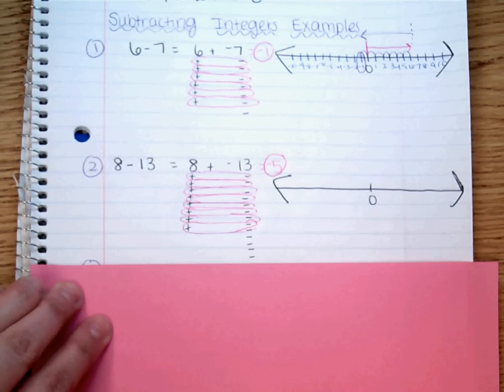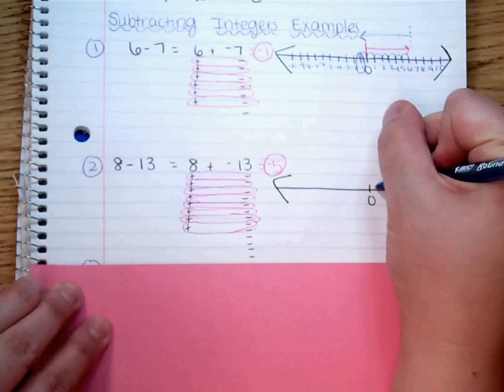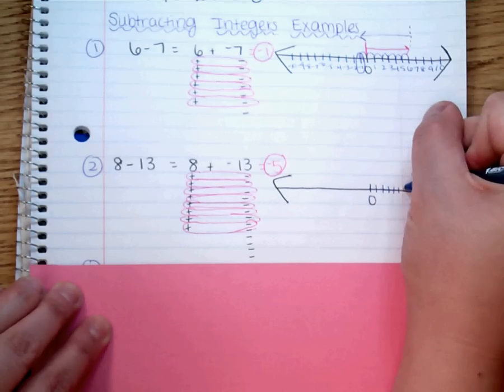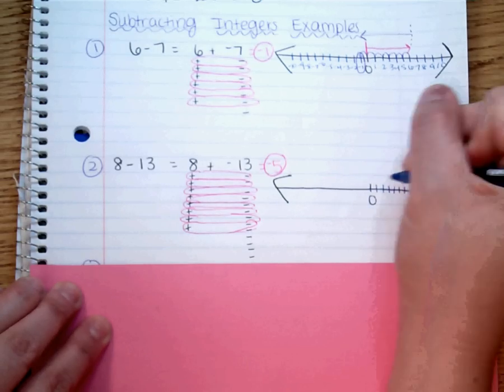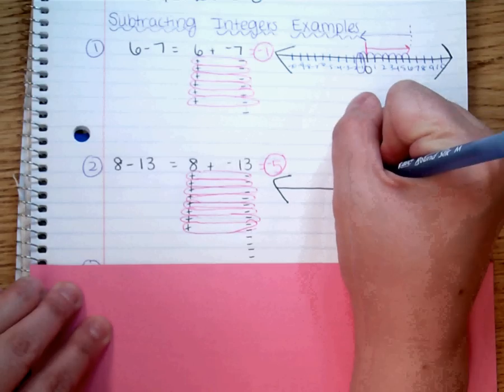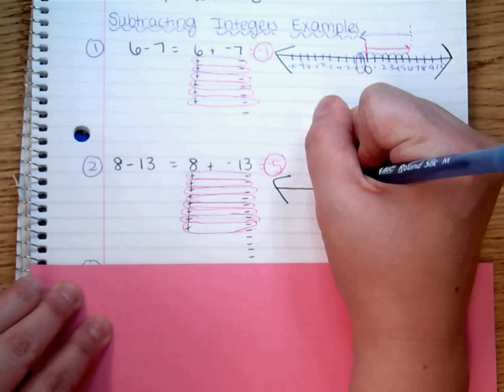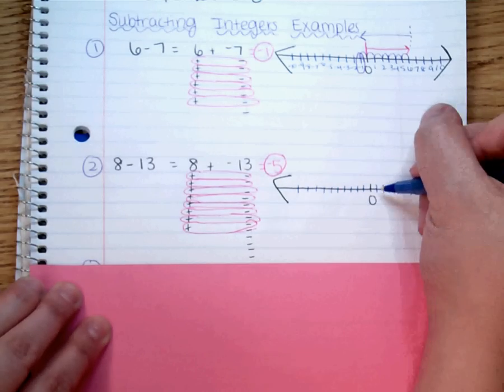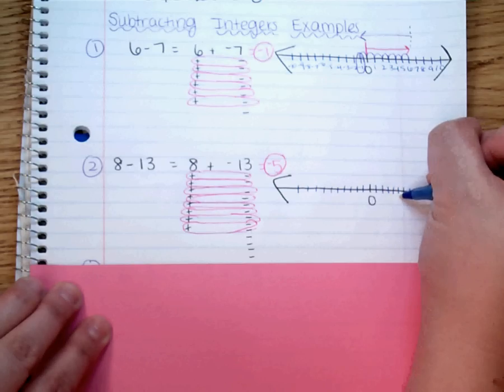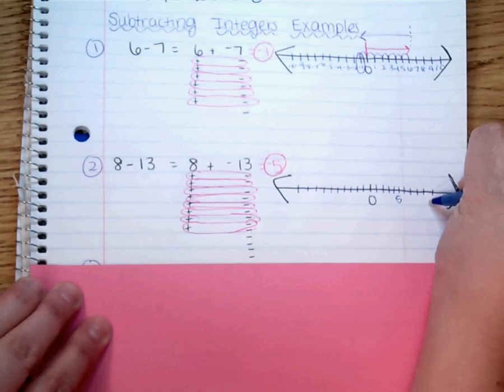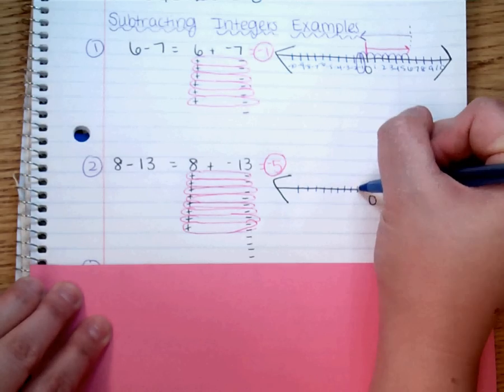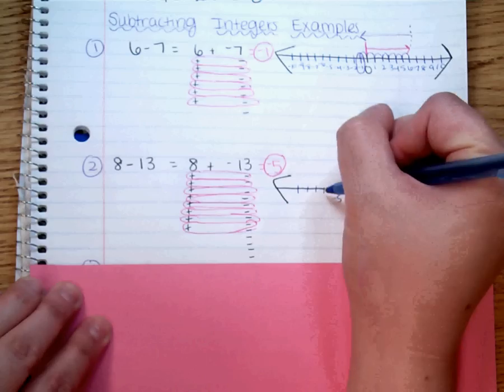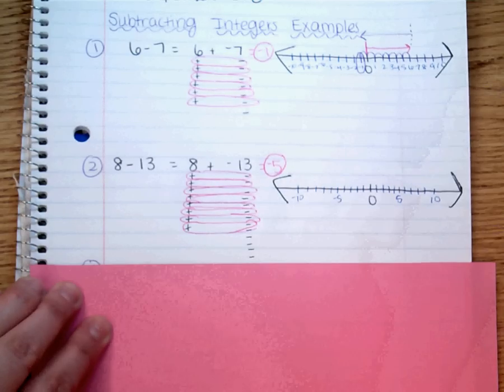Another way to write that would be using my number line. 1, 2, 3, 4, 5, 6, 7, 8, 9, 10. You can skip count if you want. And on the negative side, negative 1, 2, 3, 4, negative 5. And down here is negative 10.